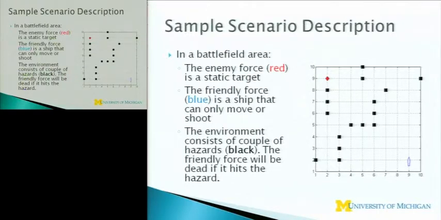The ship can only move one grid at a time and can only move in 4 directions: up, down, right, or left. The ship can only shoot the target from the corresponding grids around the target. There are also multiple hazards represented by the black squares. So the ship will be dead if it hits a hazard.